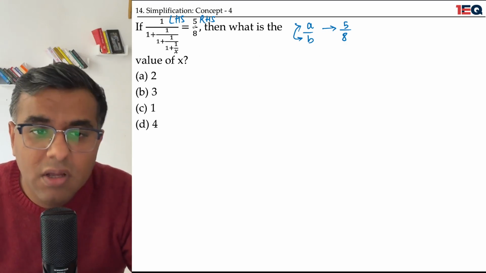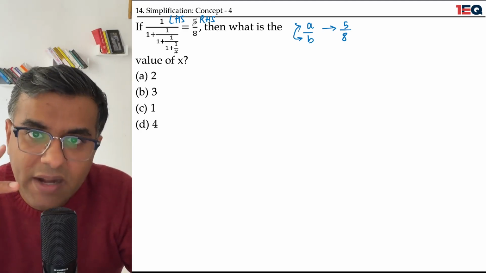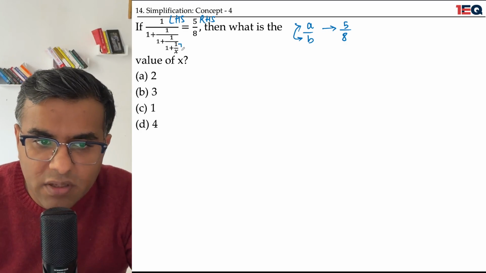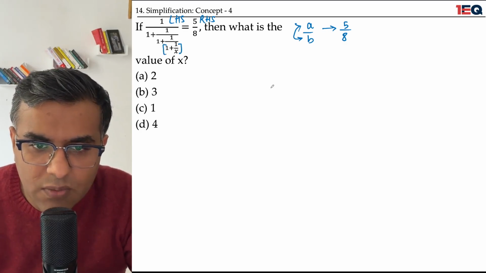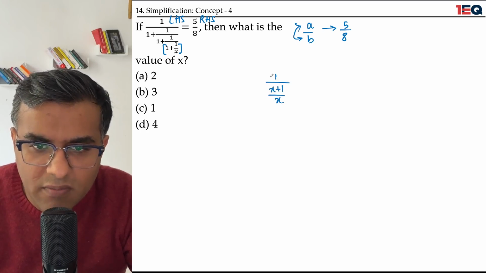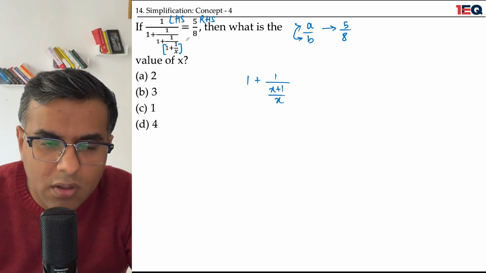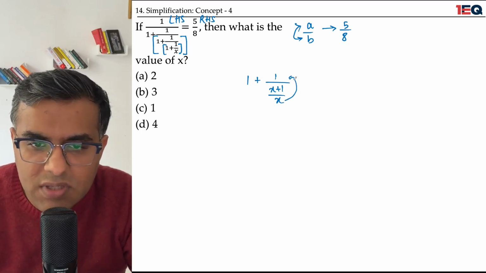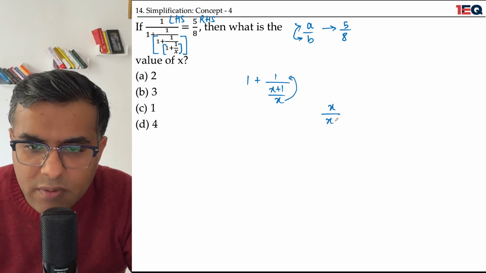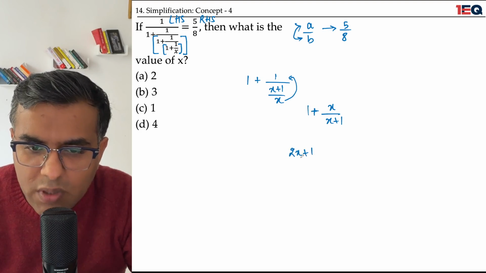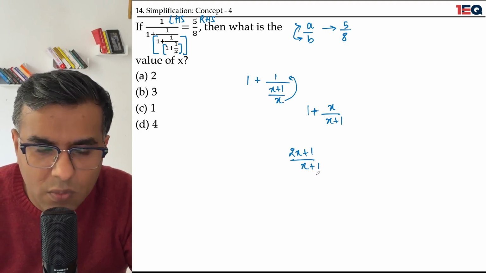If you can't remember the method which I'll be using in the second iteration, you must know the first method for sure. I'm solving for this. This comes out to be x plus 1 whole upon x whole upon 1 plus 1. Okay, so this entire equation has been solved. This x goes up, it creates x upon x plus 1 plus 1. Okay, so this gives me 2x plus 1 whole upon x plus 1.